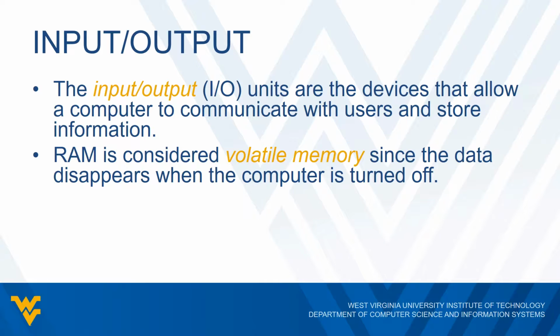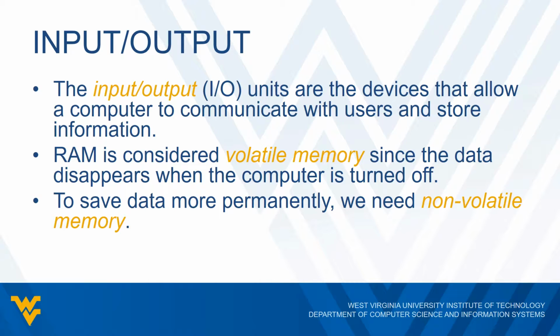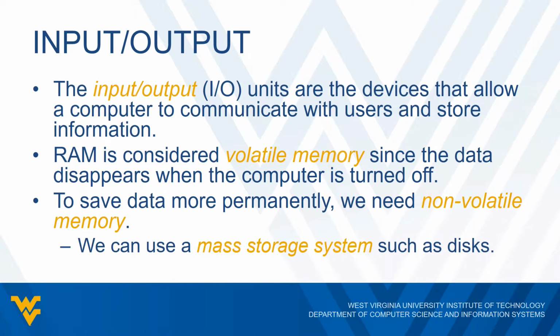Now, if we want to actually store stuff permanently, we need something a bit more reliable. We need some type of long-term non-volatile memory where the information could be saved even when the machine is shut down. So non-volatile storage is the role of what we call mass storage systems. So we can use one of these, such as disks and tapes, to permanently store our data. That way, if we shut down the machine, we don't lose our documents and our data.